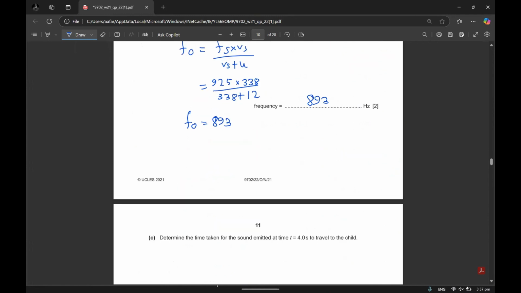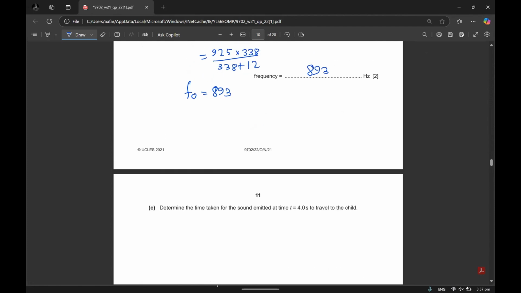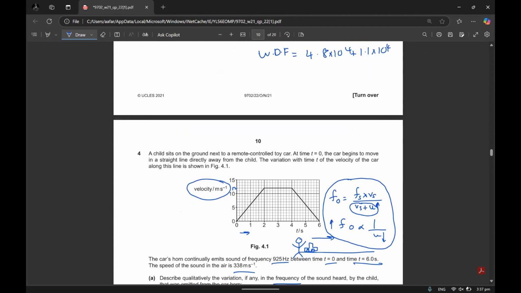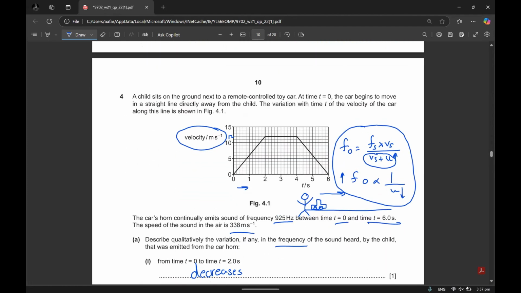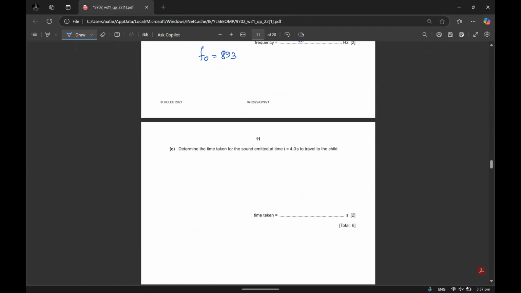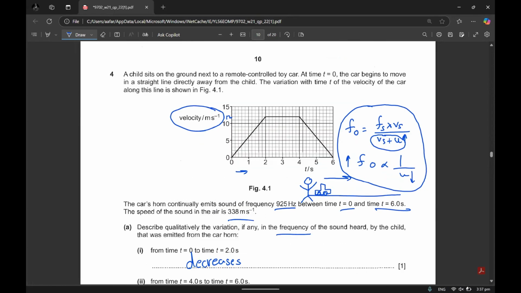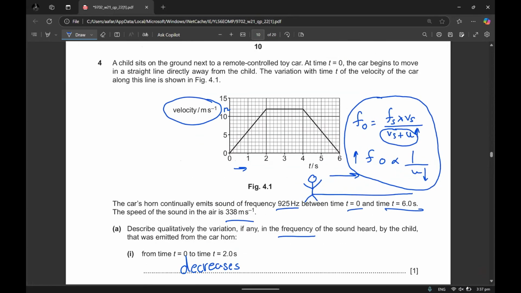Okay. Now determine the time taken for the sound emitted at time t equals 4 seconds to travel to the child. So to find the time, let's say at time t equals 4 seconds, the car has traveled to this point.